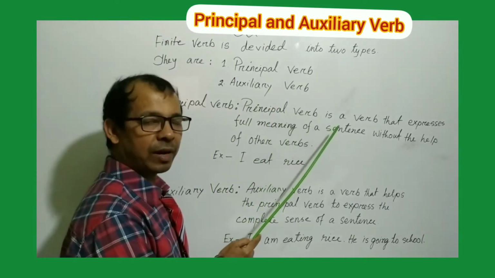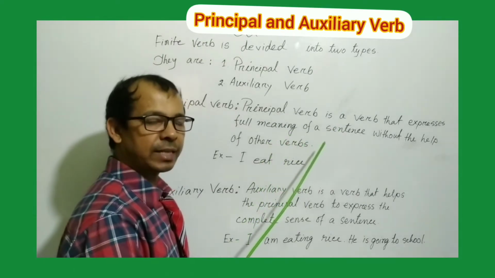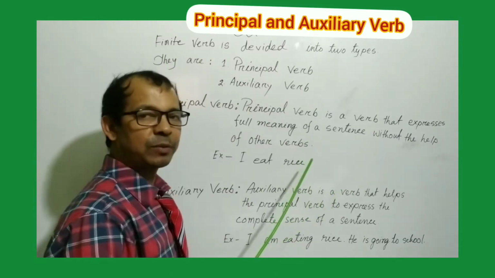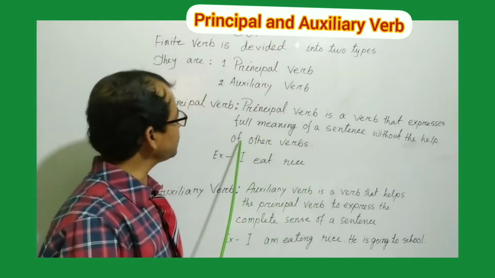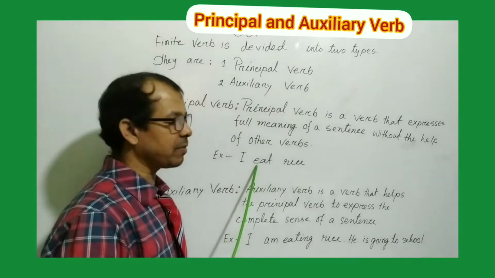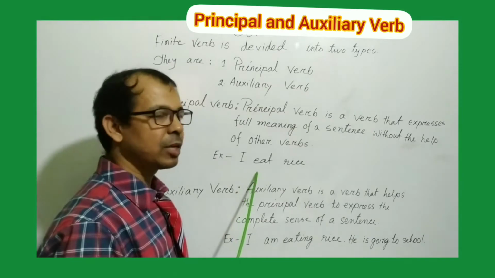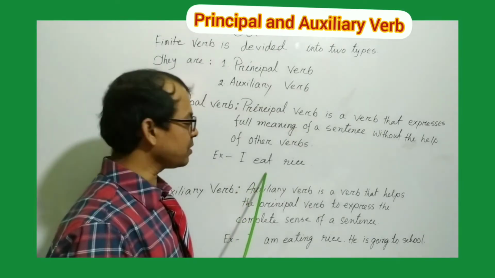Principal verb is a verb that expresses the full meaning of a sentence without the help of other verbs. For example, I eat rice. Here eat is the principal verb, because eat can express the full meaning of this sentence.